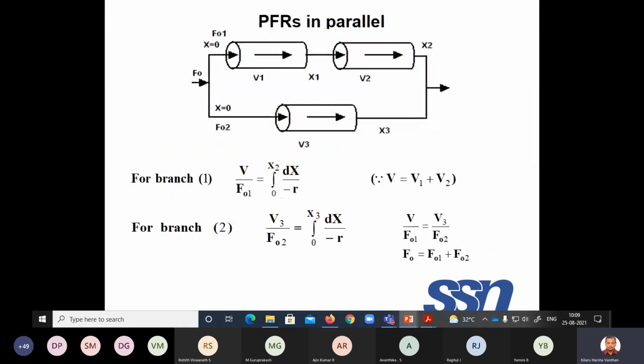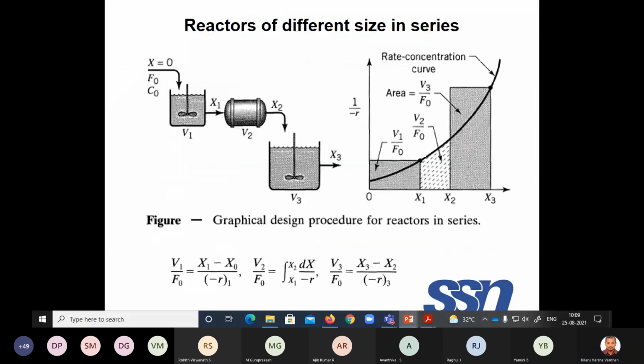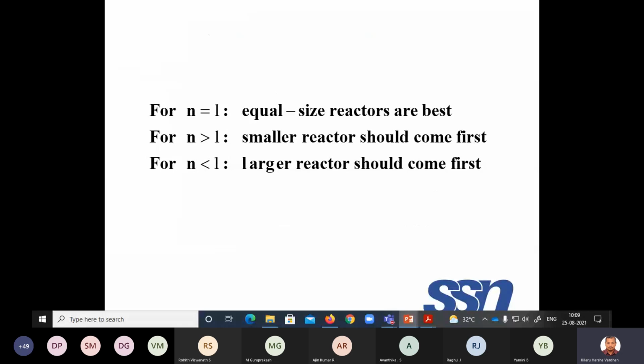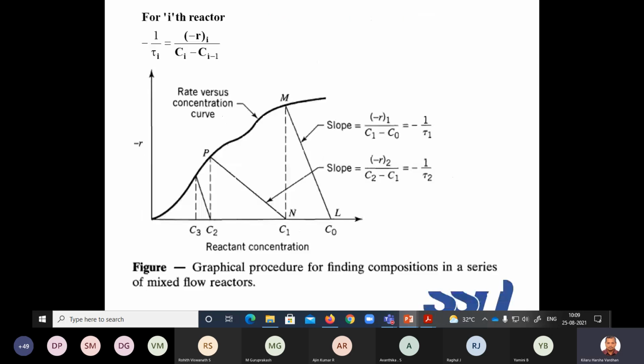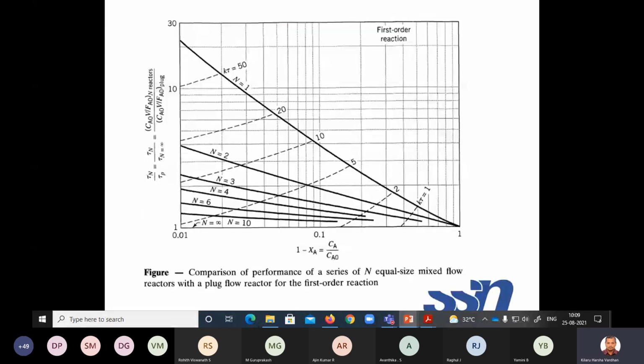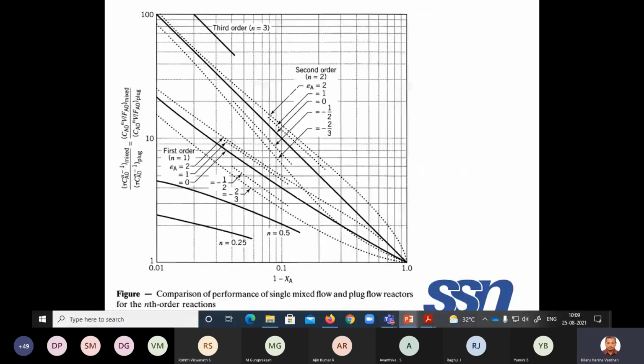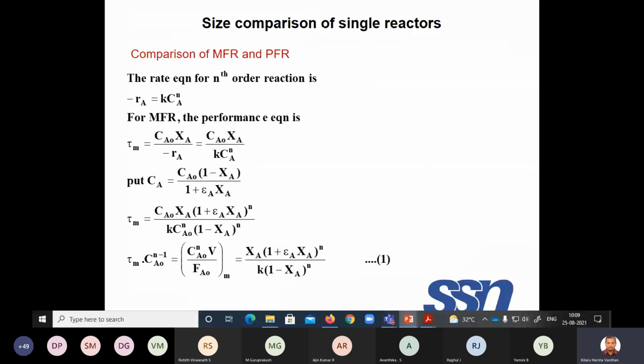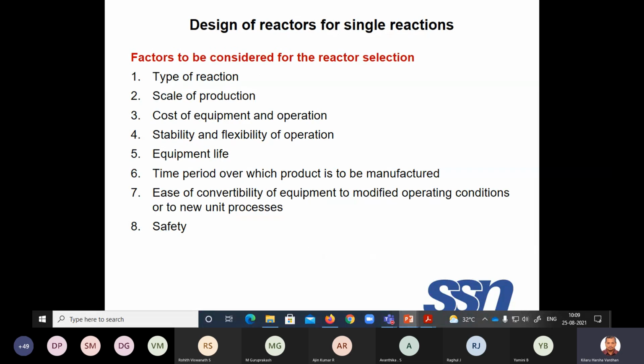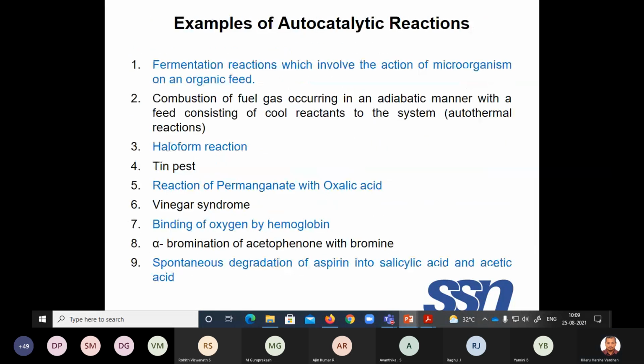Let us do one important thing. Till now we were discussing the normal reactors. But what will happen if there is an autocatalyzed reaction? An autocatalyzed reaction is different. Your concept that the PFR is better or the MFR is better, that combination is going to be wrong. I'll just show you that.